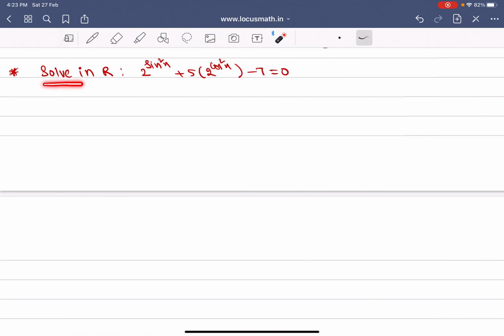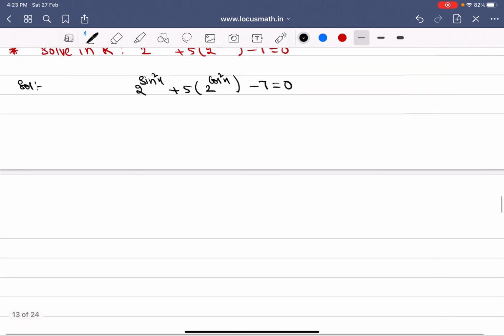Question: solve in real numbers. The equation is 2 power sin square x plus 5 times 2 power cos square x minus 7 is equal to 0. Solution: the given equation is 2 power sin square x plus 5 times 2 power cos square x minus 7 is equal to 0.